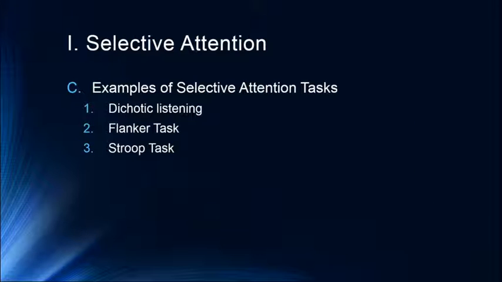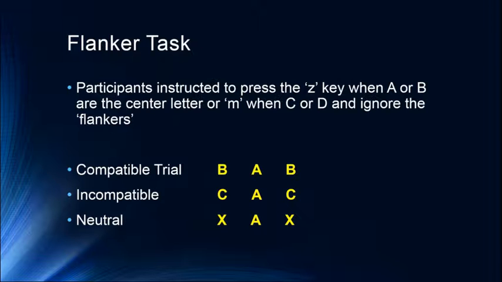Some examples of selective attention tasks that we use in conducting research in this area are, of course, dichotic listening, which we talked about in the previous lecture, where participants focus on one ear and ignore the message in the other ear. Today we're going to talk about the flanker task and the Stroop task. These are both important selective attention tasks. This is the flanker task, and in a flanker task, participants are instructed to press the Z key when an A or a B is the center letter, or M when C or D.